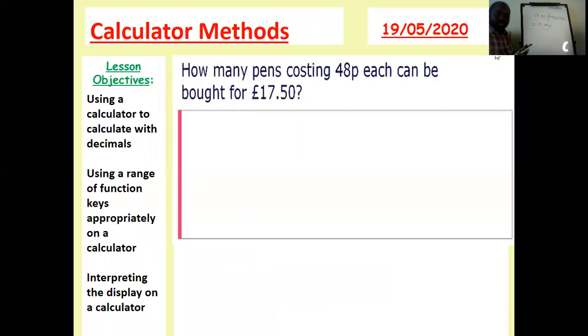Now, the last one is a real world problem. How many pens costing 48p each can be bought for £17.50? I want you to try this one on your own. Pause the video, and remember, you want to use a calculator. And when you're ready, you play the video.